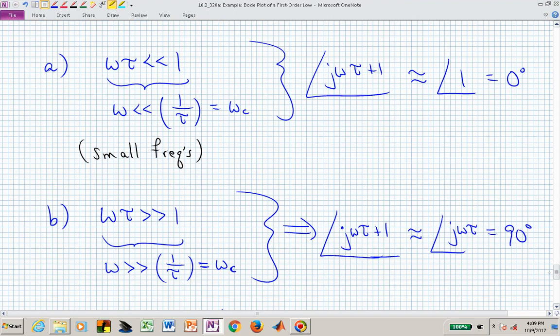At high frequencies, a decade above omega sub c, now we're throwing away the 1, the constant term, and just keeping j omega tau.